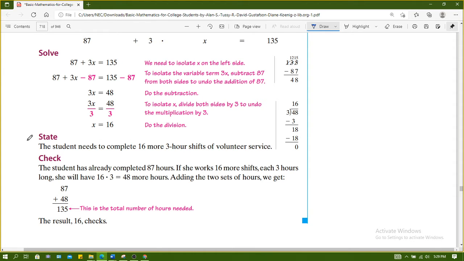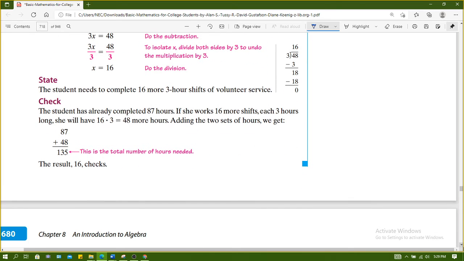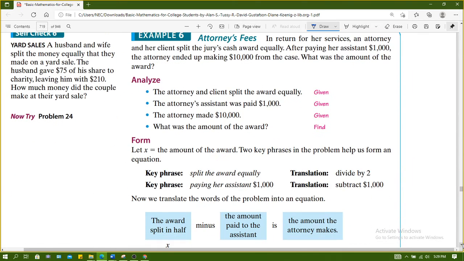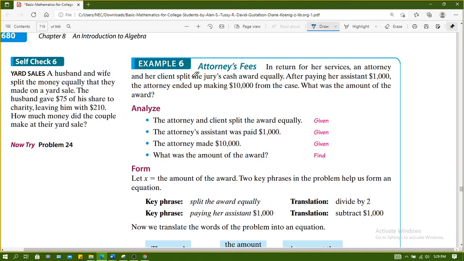So, klaruhon jud ninyo inyong conclusion because sometimes, even if you arrive at a number, if you don't understand what that number means, it doesn't have meaning anymore. Okay? So, you should state the conclusion. Then, you check. So, this is the total number of hours needed. So, the result 16 checks, and therefore, your answer is correct that there are 16 more 3-hour shifts of volunteer service that the student needs. Okay, you do self-check number 6. And let's do example number 6.